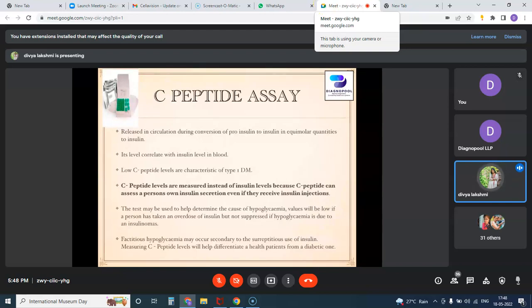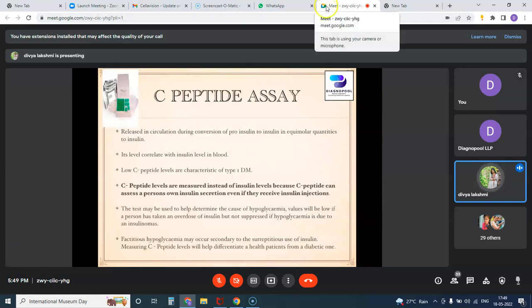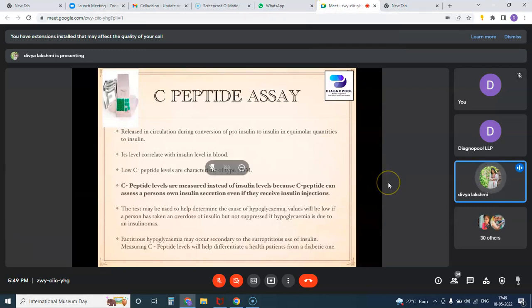And also, in case of insulin poisoning, for example, if the patient has taken an excessive insulin dosage, or in a suicidal tendency, if we have to identify it, we have to check the C-peptide level. If insulin is taken from outside, the C-peptide level will be low or normal. So if the C-peptide level is normal and the insulin levels are high, it indicates that the patient has an overdose of insulin.